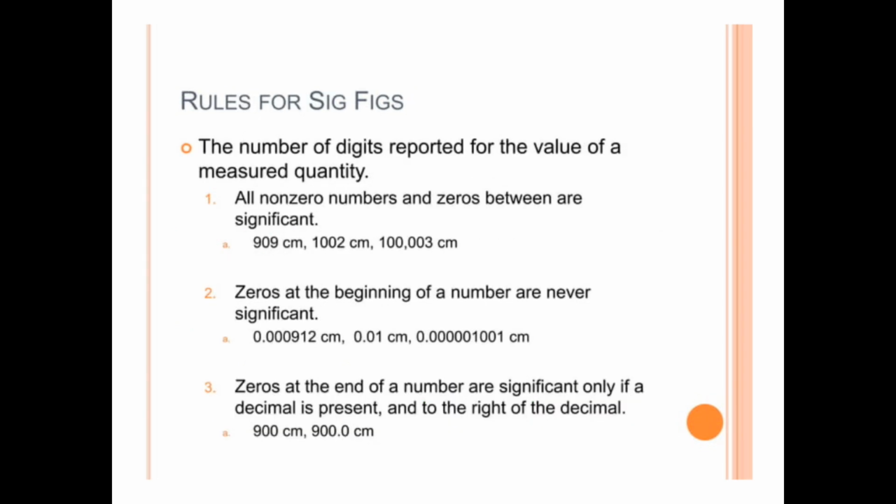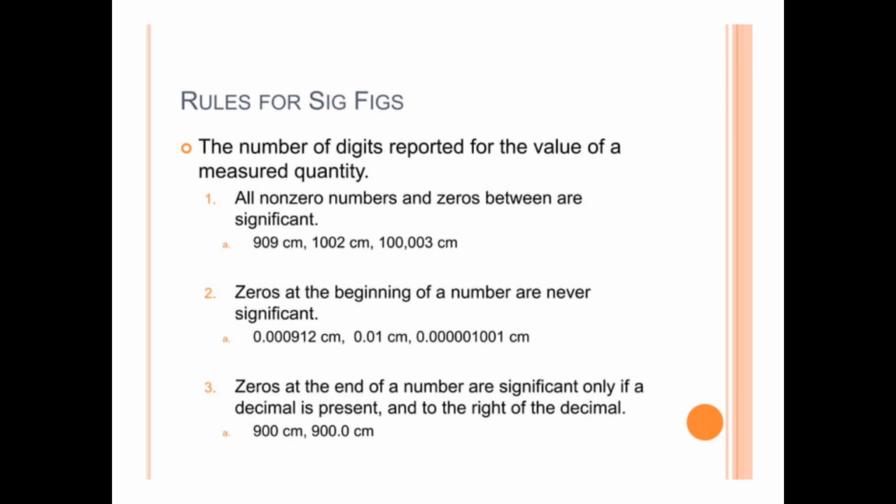Now, for the rules of significant figures, they are the number of digits reported for the value of a measured quantity. All non-zero numbers and zeros between are significant. All non-zero digits, like 9 in 909, are significant. 1002 is significant. All non-zero numbers and the zeros in between them are significant. Please take note. Then zeros at the beginning of a number are never significant.